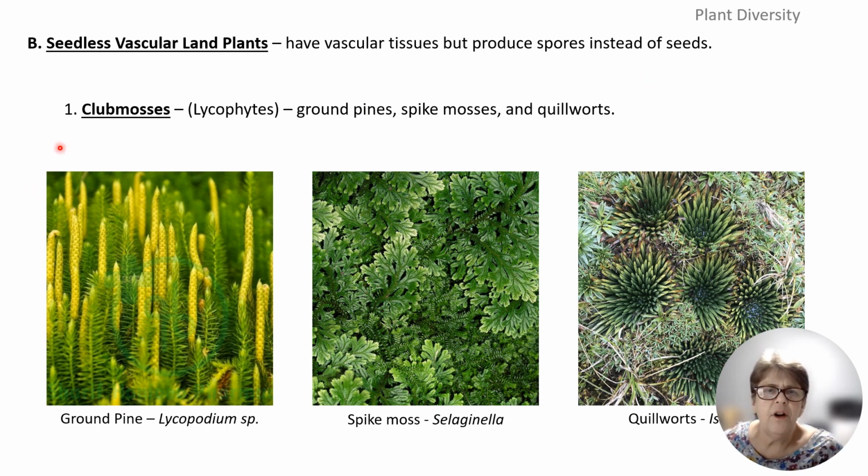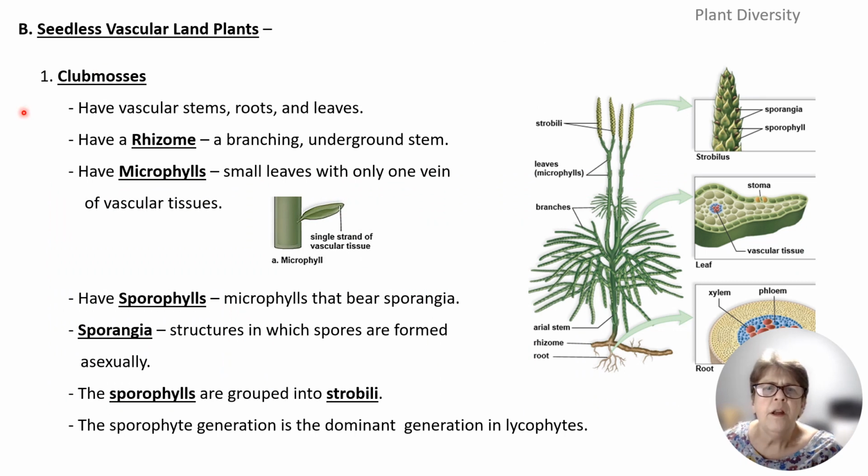So club mosses are our first type. They're also called lycophytes. These include ground pine, spike mosses, and quillworts. And you can see the ground pines, the spike mosses, and the quillworts. Club mosses have vascular stems, roots, and leaves. So they have vascular tissue in them. They have a rhizome, which is a branching underground stem. So it has all the functions of a stem, but it's underground and it's going across or vertically.